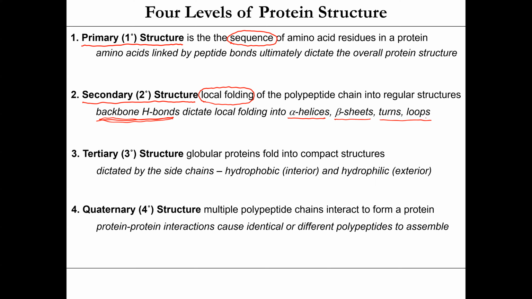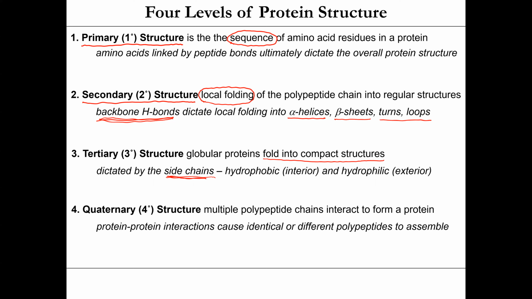There's also tertiary structure, where a globular protein will fold into a compact structure. This is the folding of that secondary structure into a compact structure. This is actually dictated by the side chains. Hydrophobic side chains will generally be found on the interior of a folded protein, and hydrophilic residues will be on the exterior. And then the interactions between those side chains and between the side chains and the backbone will also dictate that tertiary structure folding.